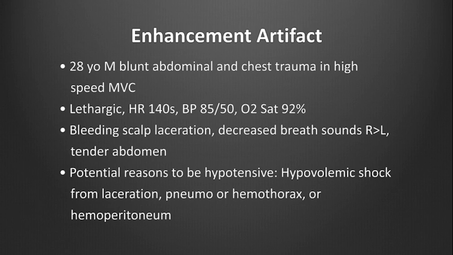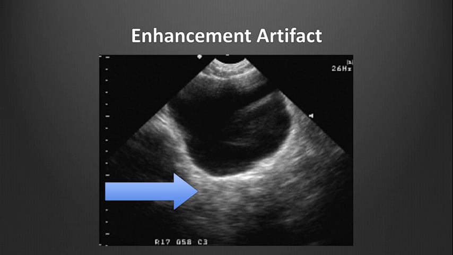He has many potential reasons to be hypotensive, including hypovolemic shock from laceration, pneumo or hemothorax, or hemoperitoneum. You decide to perform a FAST exam, or focused assessment with sonography and trauma, to search for hemoperitoneum. While viewing the bladder in the pelvis, you realize that the gain or brightness of the tissue on the screen deep to the bladder is very high. Here we see enhancement artifact, or excessive brightness deep to the bladder, shown by the arrow.